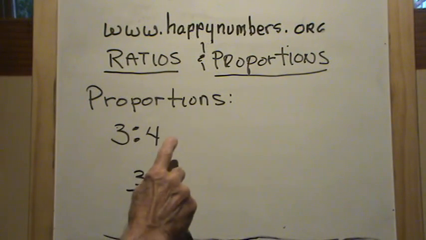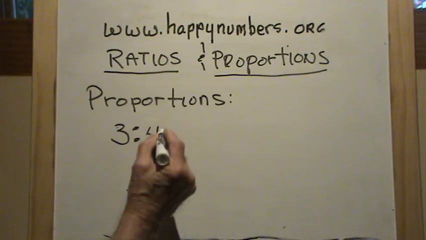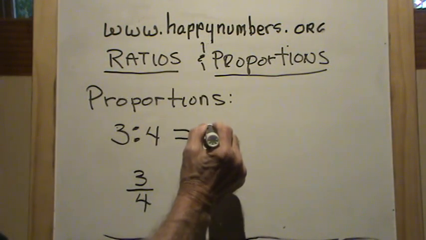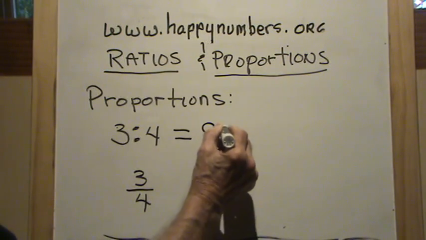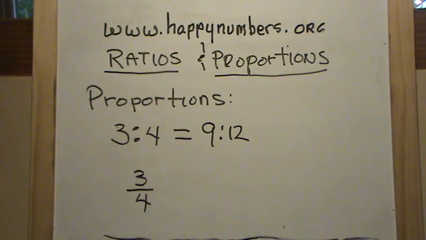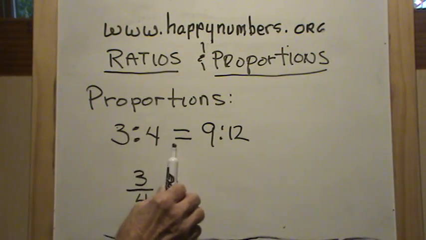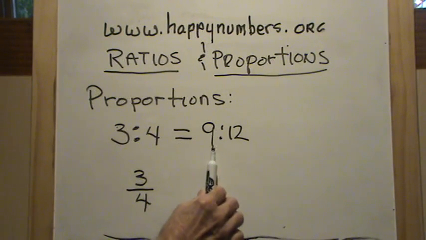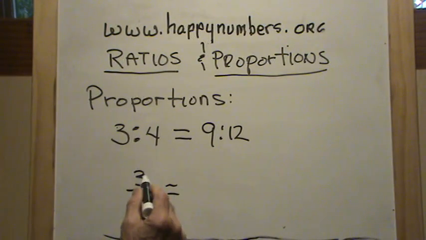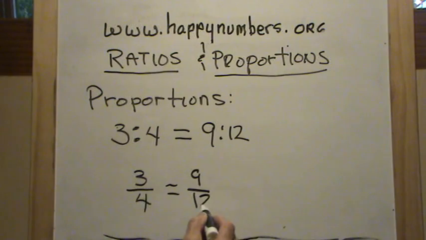Well, now a proportion. A proportion is two equal ratios. And this is a proportion: 3 is to 4 as 9 is to 12. Now the way you read this is 3 is to 4 as 9 is to 12. Or we could write it this way. 3 is to 4 as 9 is to 12.